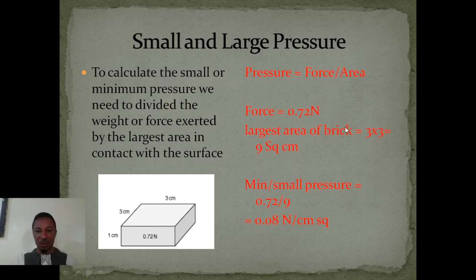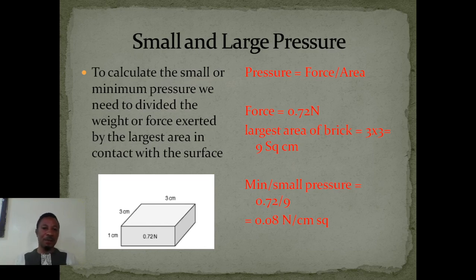So for us to get the smallest pressure here, we need to get the force, which is also the weight, 0.72 Newton, on the largest area of the brick, 9 square centimeter, and then divide both of them. This divided by this, that is force over area, then get our answer, 0.08 Newton per centimeter square. Now guys, can you calculate in any case? In case I ask you to find the smallest pressure or the largest pressure being exerted by a solid shape like this, I hope you can do that.